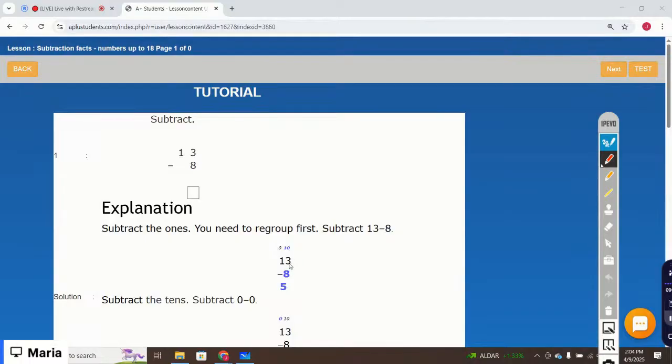You cannot subtract a greater number out of a smaller one. So you need to borrow 1 from the tens. That makes 10. When you borrow 1, that makes 13. 13 take away 8 is 5. And at the tens you are left with 0. So 0 take away 0 is 0. 13 take away 8 is 5. Let's start with the test questions.